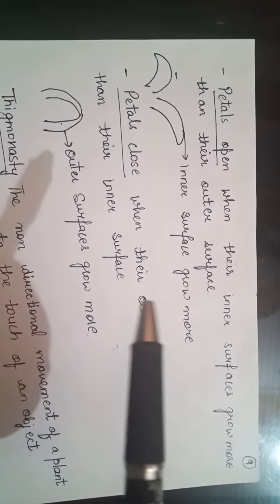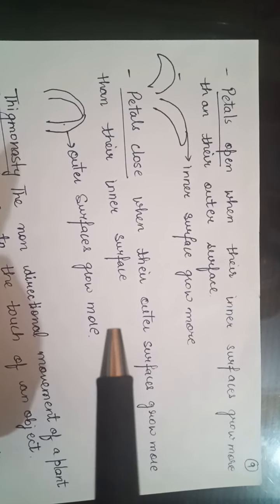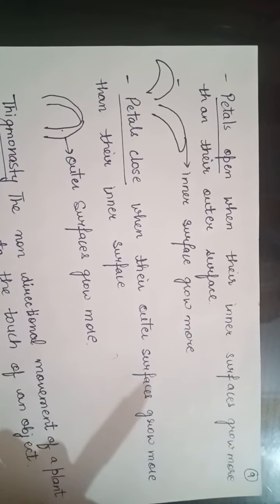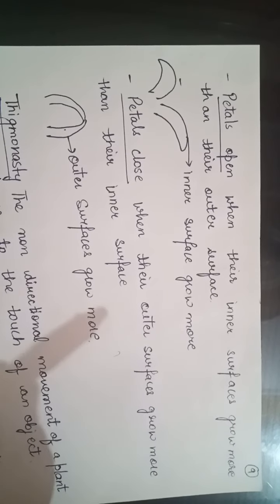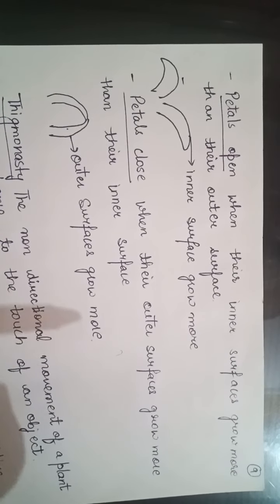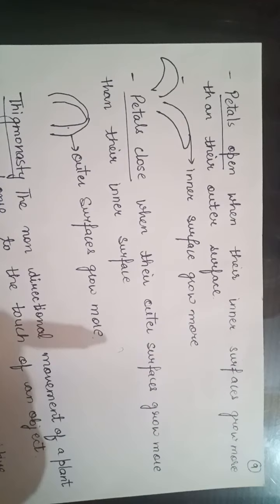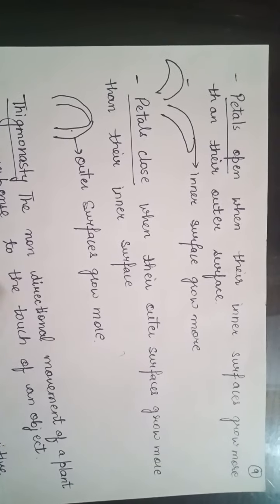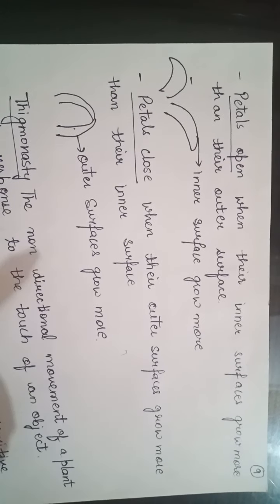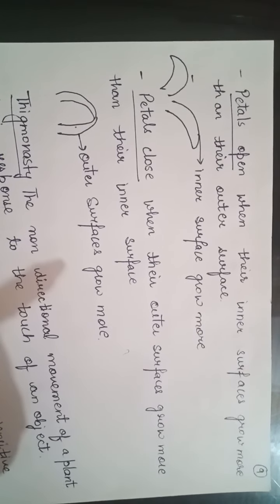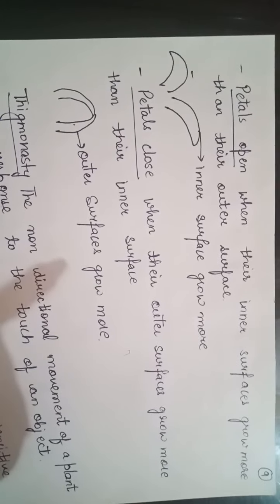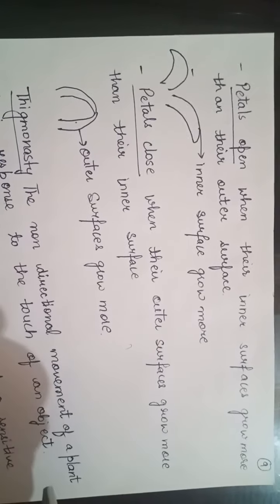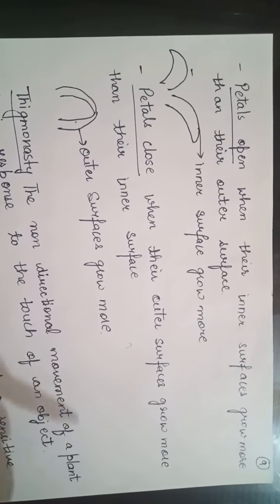As we discussed when we studied the differences between tropic movement and nastic movement, tropic movement is always a growth movement, but nastic movements may be growth movements or they may be growth independent movements. So as there are two types of nastic movement, first is photonasty and the second is thigmonasty. Photonasty is a growth movement, and thigmonasty is a growth independent movement.